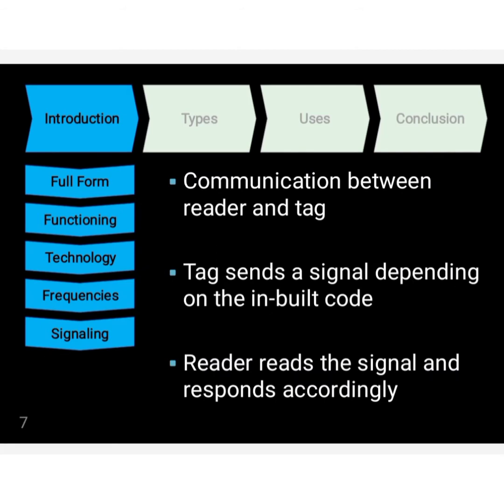Next, coming to the signaling. It is based on a handshaking protocol. First, there is communication between reader and tag. Tag sends a signal depending on the built-in code. Reader reads the signal and responds accordingly. So it works on the handshaking protocol.